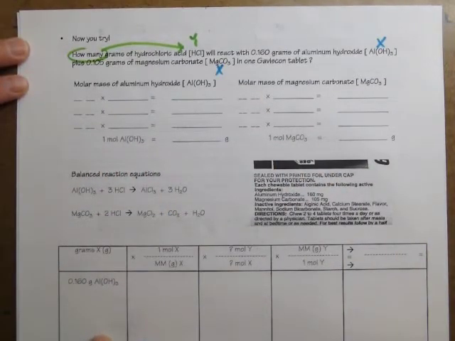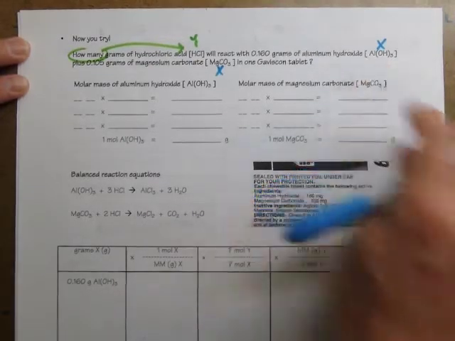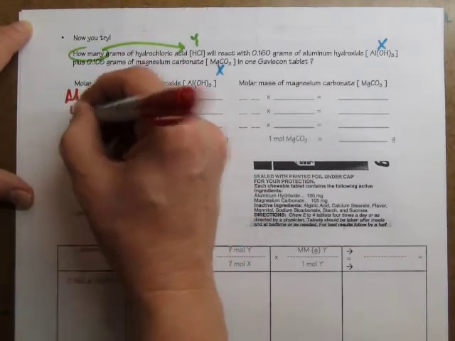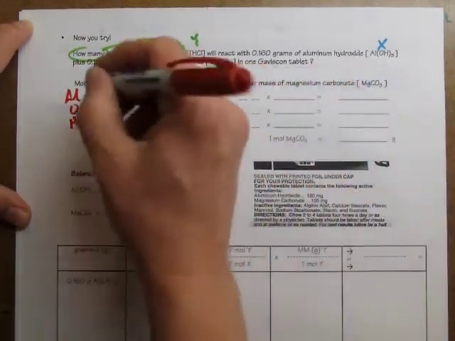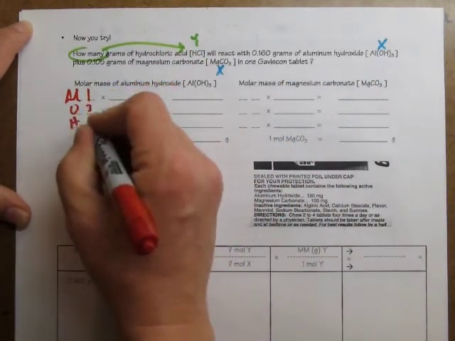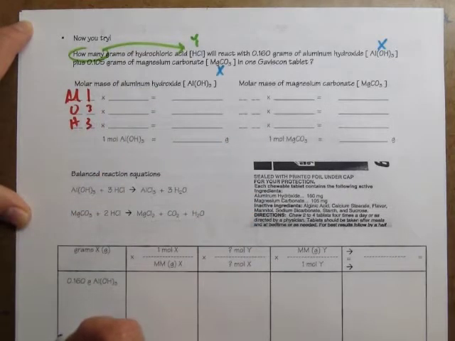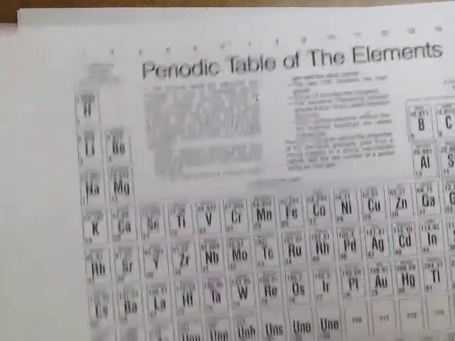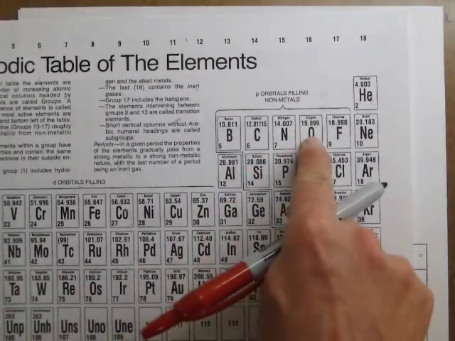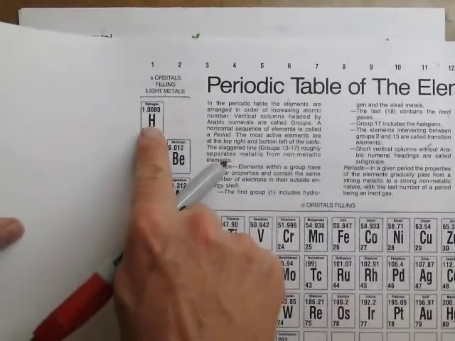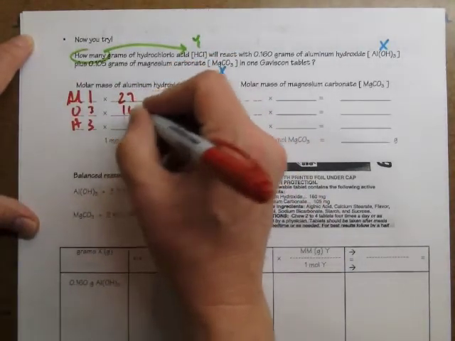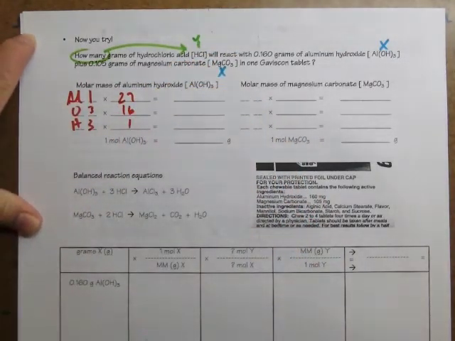The aluminum hydroxide. Okay, so we've got aluminum, oxygen, and hydrogen. And there's 1 aluminum. The 3 outside the parentheses multiplies 3 oxygens and 3 hydrogens. Then use the periodic table to find their mass. Aluminum, right here, we'll use 27 as its mass. Oxygen will use 16. And hydrogen, again, we'll use 1. So aluminum, 27. Oxygen, 16. Hydrogen, 1. And then we'll multiply.